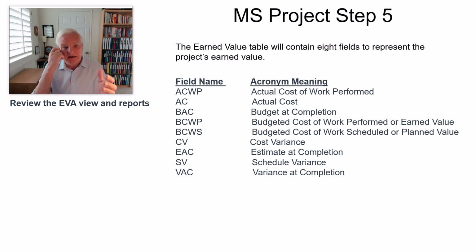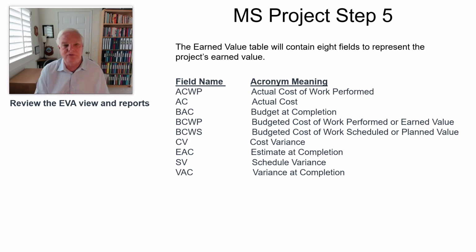Now, I know we talked about there being a lot of new acronyms, and it's like acronym soup. So let's take a peek at ACWP. That's the actual cost of the work performed. AC, actual cost. Once again, BAC, budget at completion. BCWP, that's the budgeted cost of work performed or the earned value. And then BCWS, that's the budgeted cost of work scheduled or the planned value. And then CV, that's your cost variance. EAC, estimate at completion. SV, that's your schedule variance. And then VAC at the end, which is variance at completion.